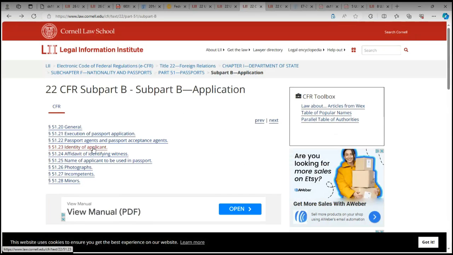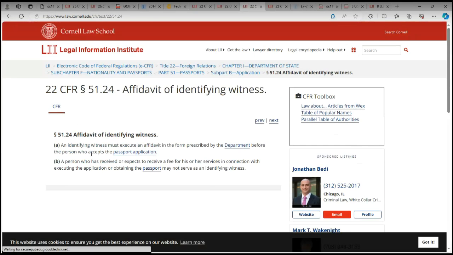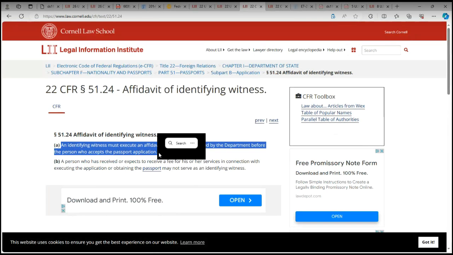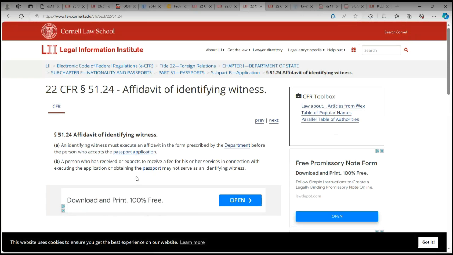I think there's one more. An identifying witness must execute an application in the form prescribed. So they don't allow the identifying witness to write their own, right? There are some statutes and other titles, especially for the Internal Revenue Code, where you could write your own paperwork, right, with substantially similar information to what they're asking you on one of their forms, but here they don't allow it. They don't give you. I haven't found it.